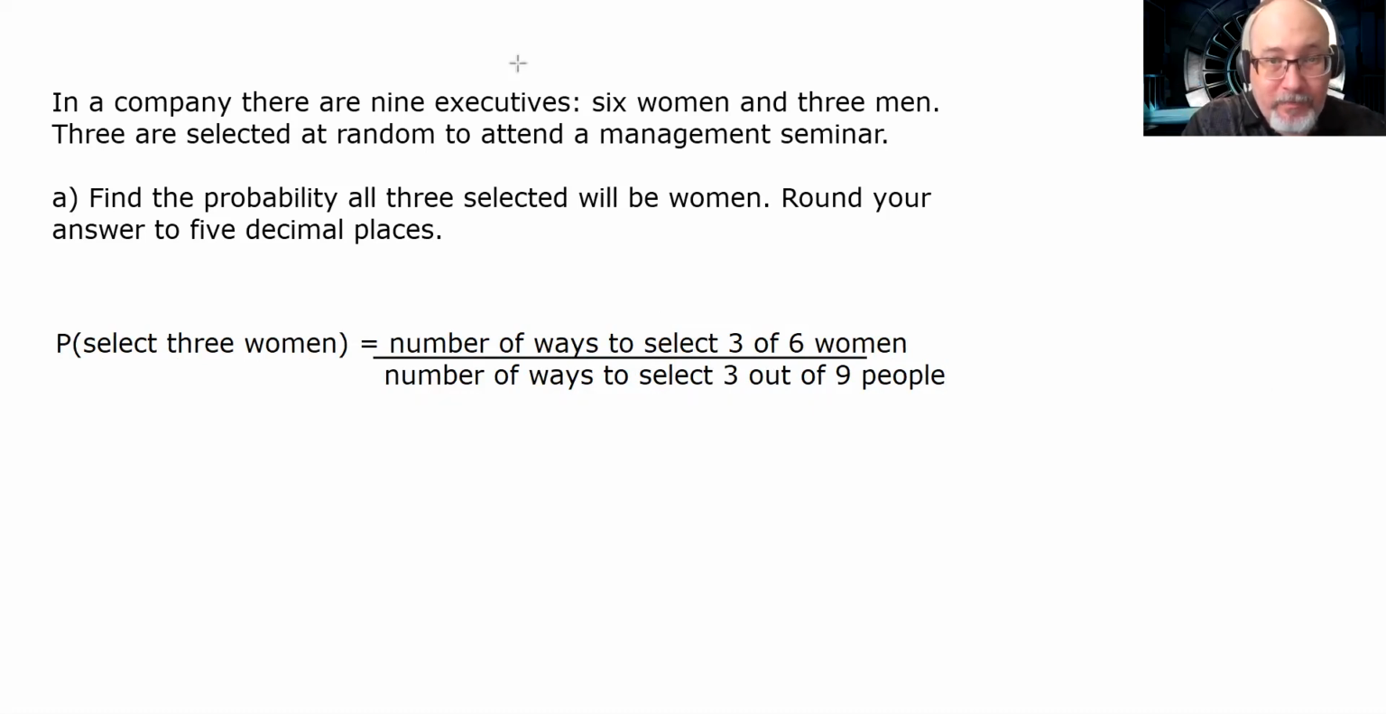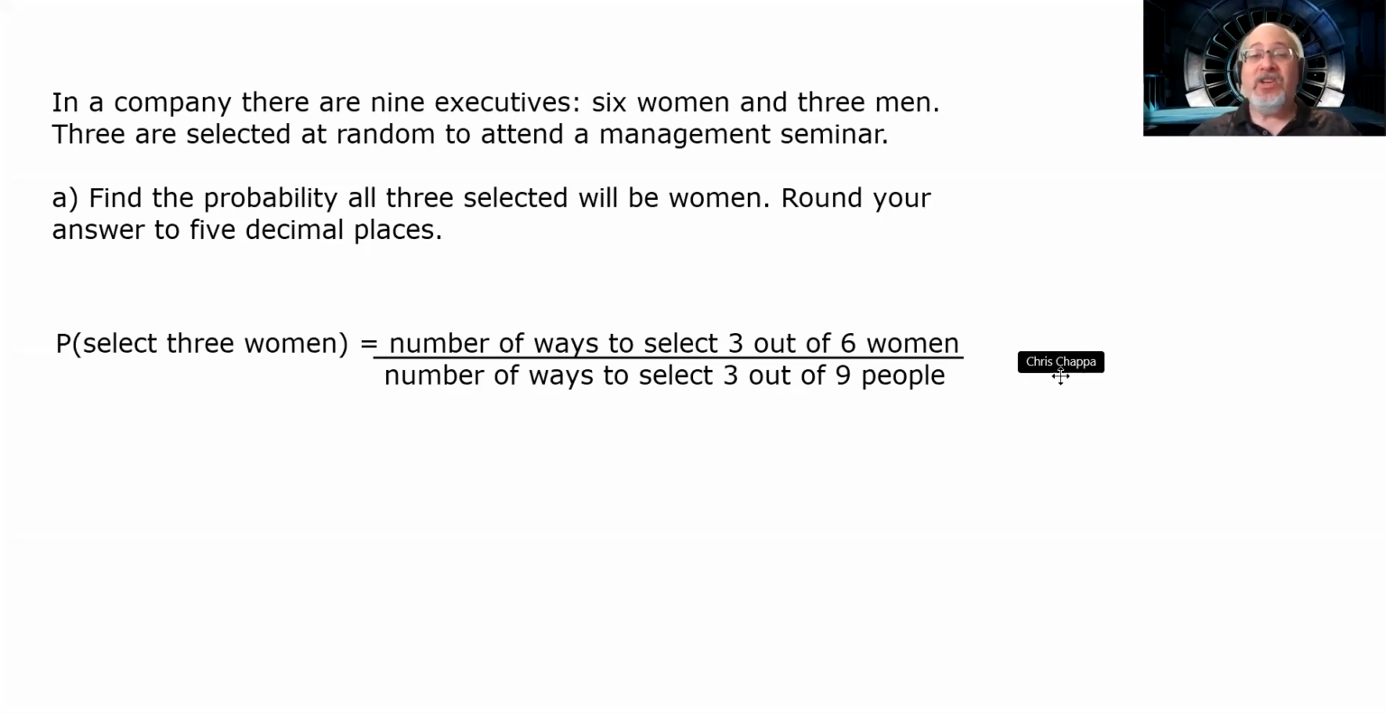There we go. So again, the numerator is just the desired event that we're looking for. We want to select 3 women out of the 6. The syntactic imbalance between the 2 sides of the fraction was driving me crazy. Select 3 out of 6 women, select 3 out of 9 people. OCD. All right. So for our numerator, we need the number of ways to select 3 out of 6 women.